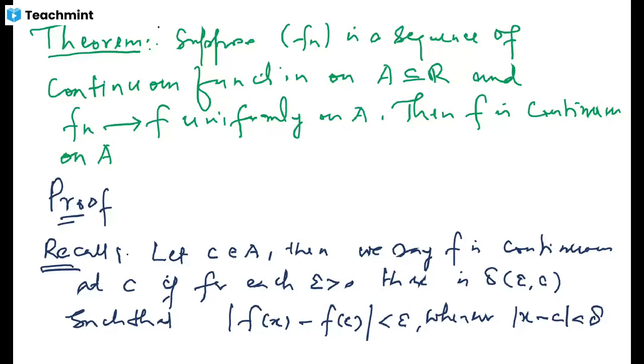In the theorem, we have every function continuous and uniform convergence, and we have to prove the limit function to be continuous. So let us take some point C in A. We have to prove this function to be continuous on A. We have to prove it to be continuous at each point of A. And let us take some epsilon greater than 0 also.